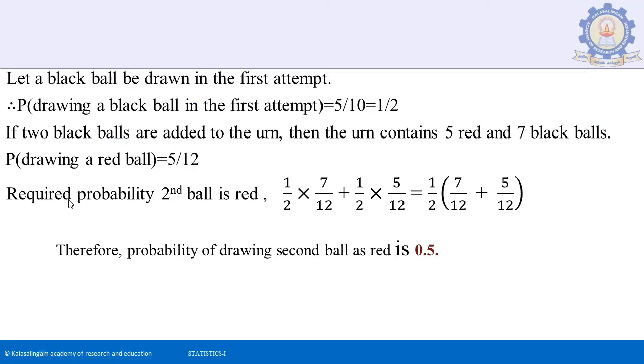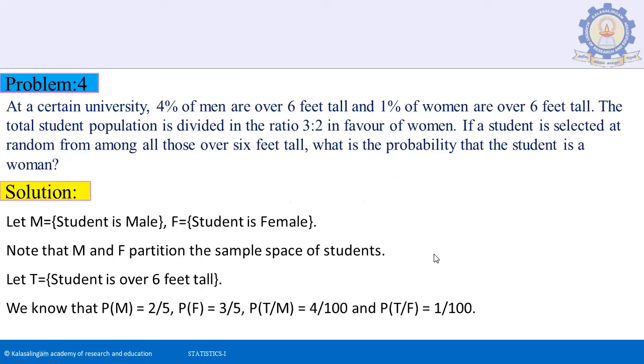The probability that the second ball is red is 1 by 2 into 7 by 12 plus 1 by 2 into 5 by 12, which equals 0.5. The probability of drawing the second ball as red is 0.5.